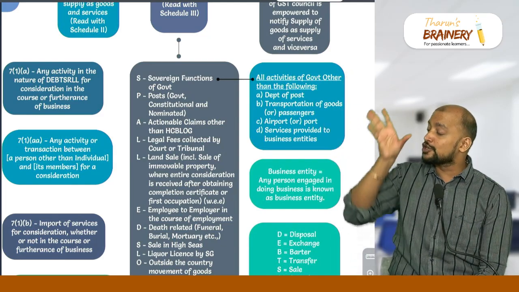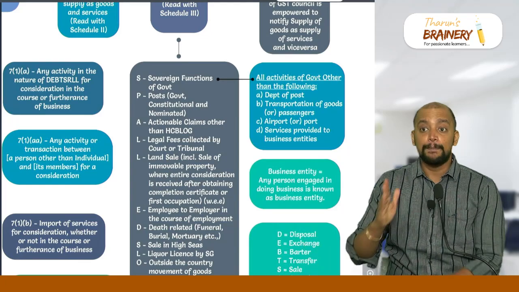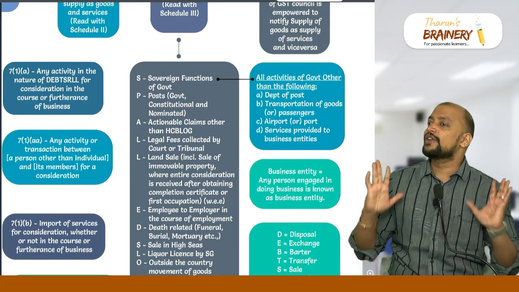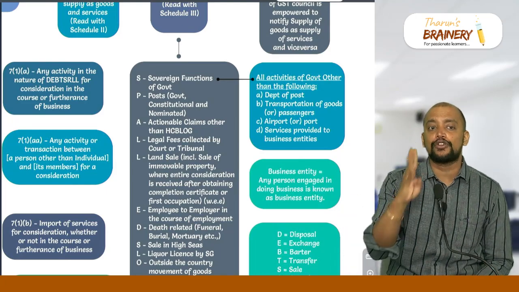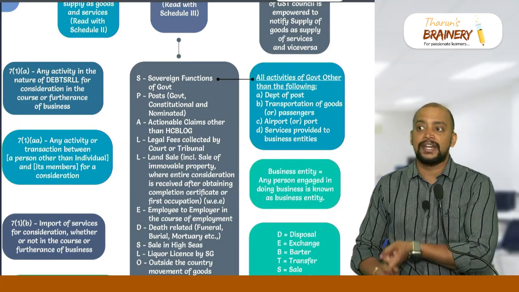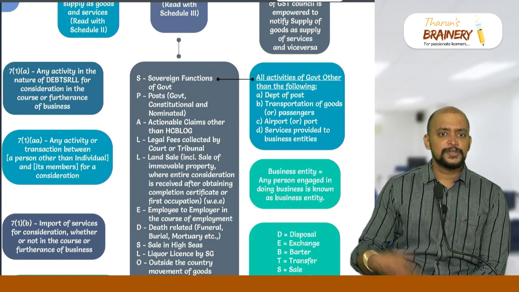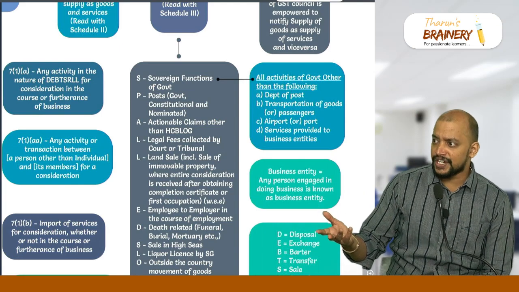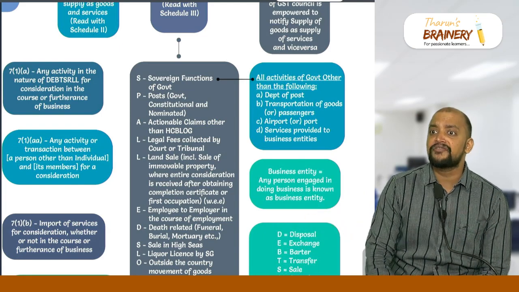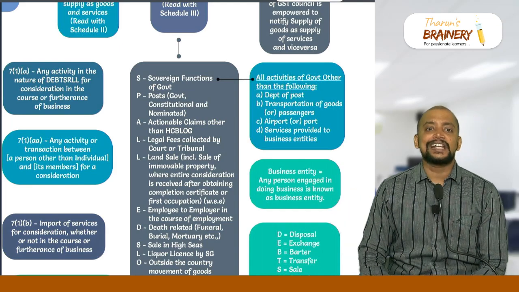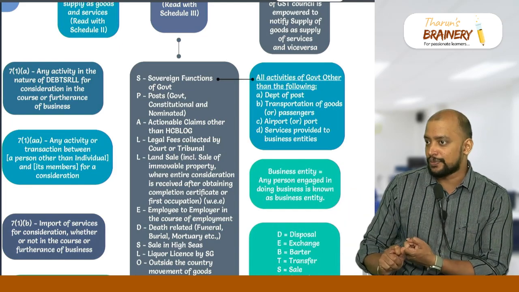So government is also a person under GST, but not all activities of government are covered under supply. Only a few activities are covered under supply. What are the 4 activities? Please see the list there. Number 1, Department of Post. Examples: speed post, registered post, express parcel post, life insurance services, Aadhaar enrollments, etc. So these activities are done by the Department of Post.